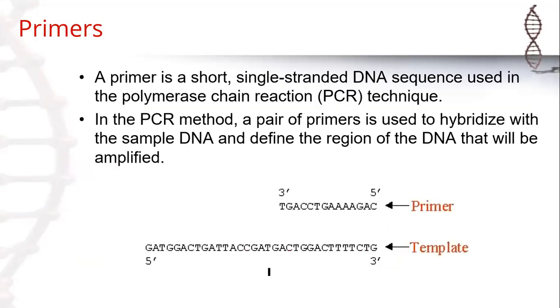Now we will see the primers. What are primers? A primer, by definition, is a short single stranded DNA sequence that is used in the PCR technique. In the PCR method, a pair of primers, the forward primer and the reverse primer, are used to hybridize with the sample DNA and define the region of the DNA that will be amplified. Here we can see the forward primer and reverse primer, which can anneal to the template DNA in the 5 to 3 direction.